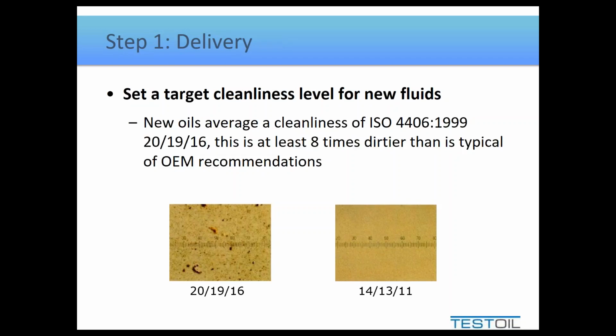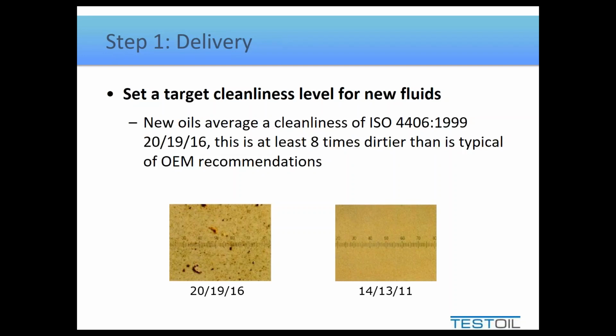Well, if you know anything about ISO codes, every time we move by 1 ISO code, it's a 2-fold increase in particle count. So to go from 14 to 15 is twice as many. 15 to 16 is now twice again, so 4 times. 16 to 17 is twice again, so 8 times. And you can see how this just compounds itself.